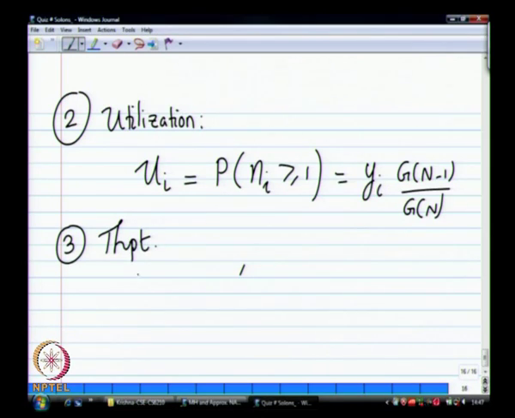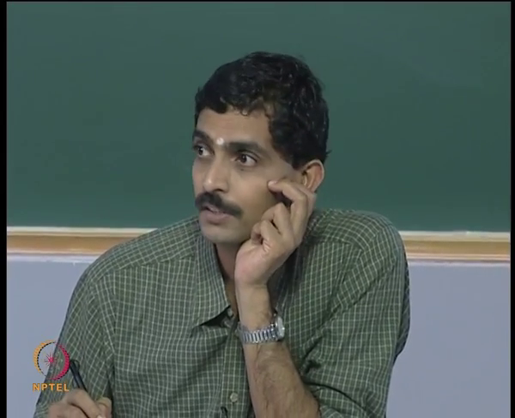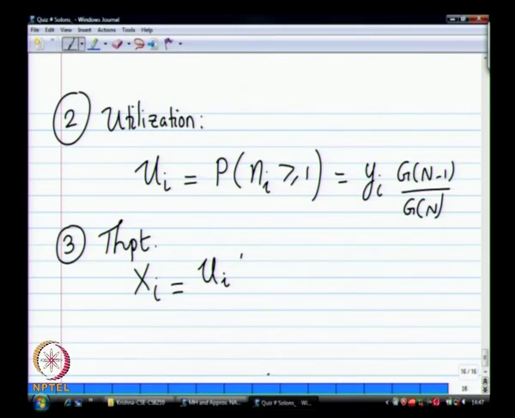So then what is the throughput of a device, X_i? How do I get the throughput of a device? Remember U equals X S, that is our first law: utilization equals throughput into service time. So throughput equals U_i by S_i. S_i, the average service time, is usually known; it is an input parameter. So we know U_i, we can compute X_i.